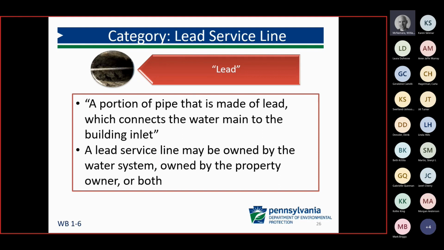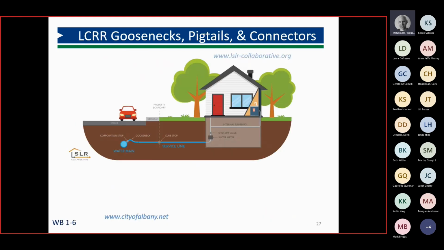It's a portion of the pipe made of lead which connects the water main to the building inlet. So if any portion of that service line is made of lead, it is considered a lead service line. If the water system side is made of lead, or the customer side is made of lead, any portion, it is considered a lead category service line.